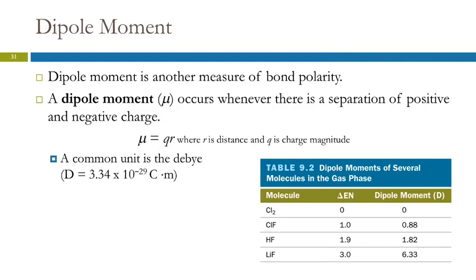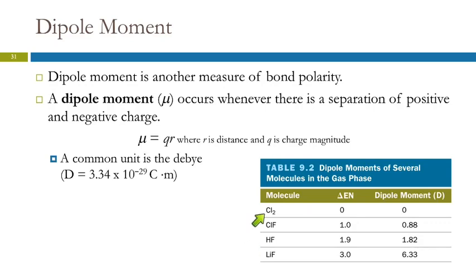And a common unit is the debye. A debye is 3.34 times 10 to the minus 29 coulombs times meters. We're not going to really do anything with that unit, but I want you to at least have heard of it for any future classes that you might take. So we can look at these compounds or these molecules here.